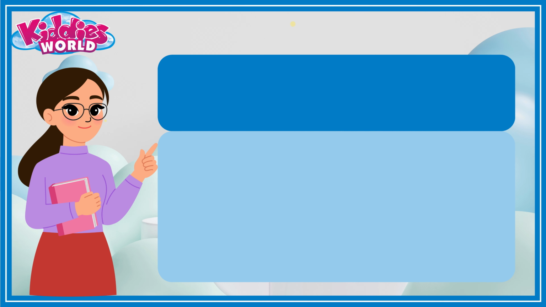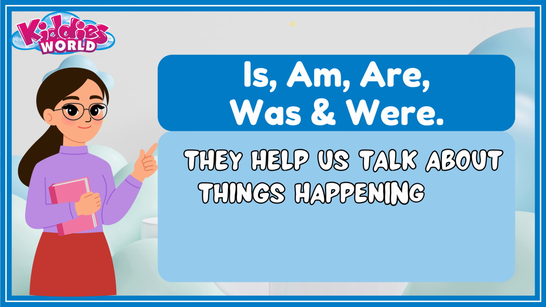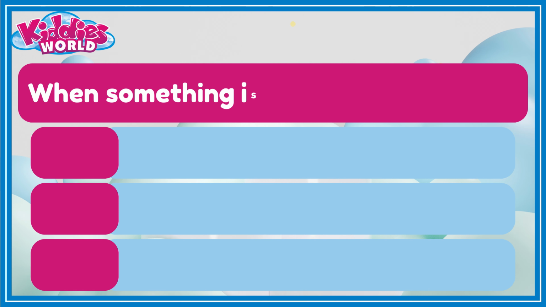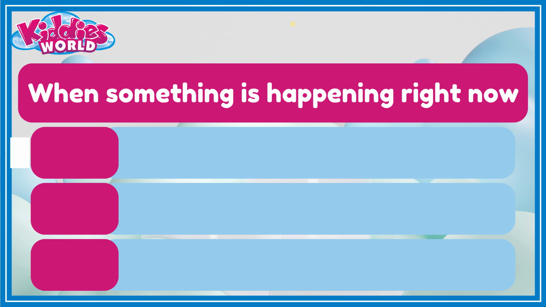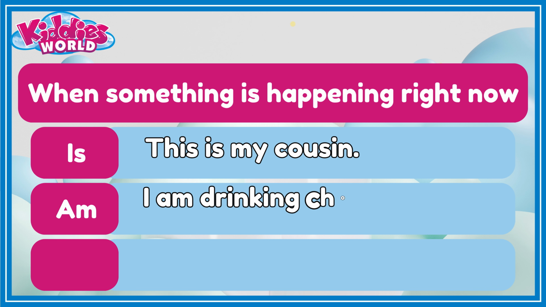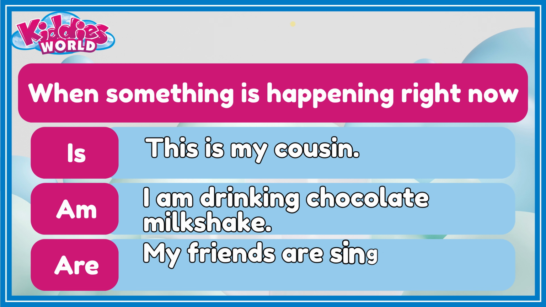We'll now see some more special verbs like is, am, are, was, and were. They help us talk about things happening now and things that happened before. When something is happening right now, we use is. This is my cousin. Am. I am drinking chocolate milkshake. Are. My friends are singing Christmas carols.